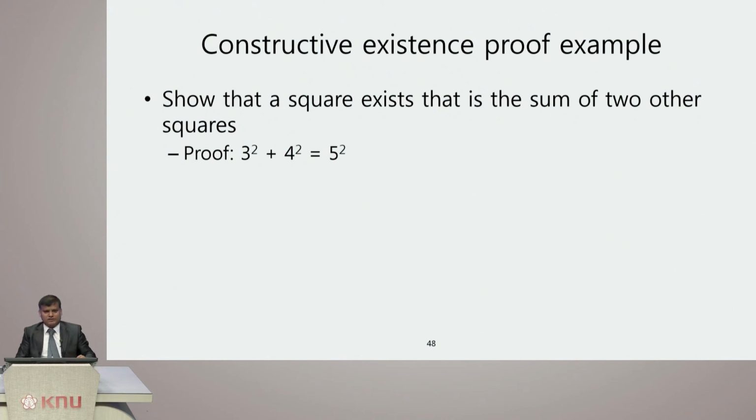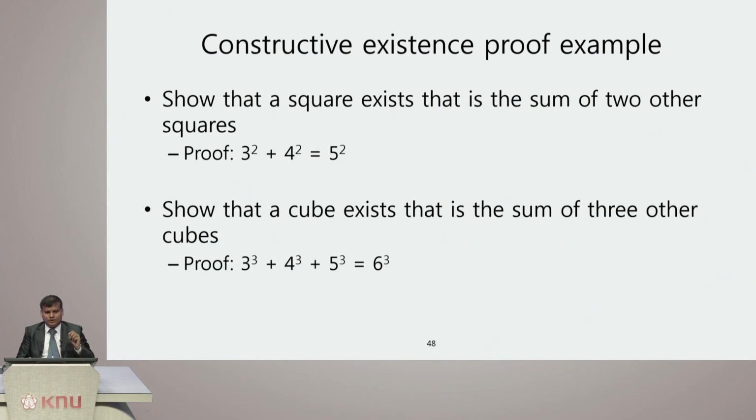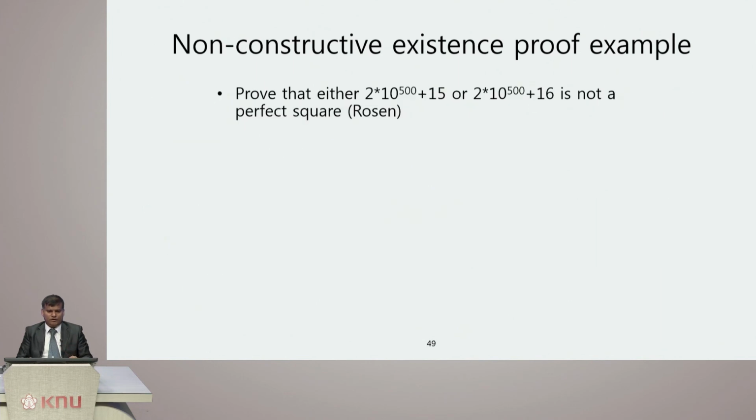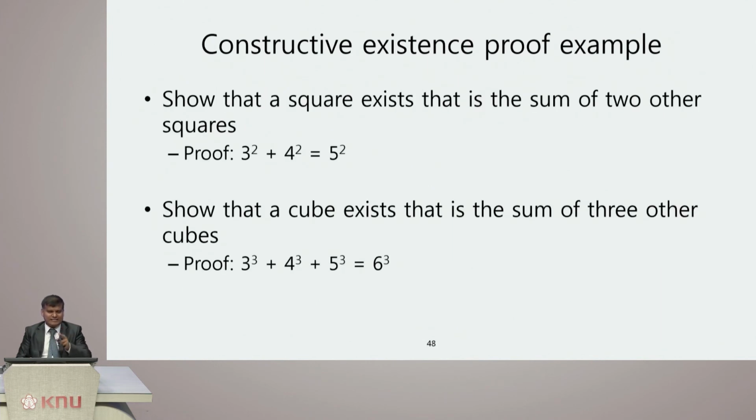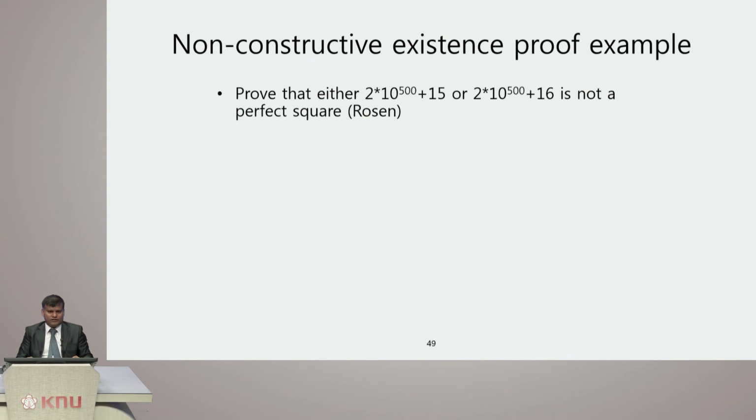Let's see the constructive proof of existence, also called an existential proof or existence proof. Show that a square exists that is the sum of two other squares, like 3 square plus 4 square equals 5 square. Show that a cube exists that is the sum of 3 other cubes, like 3 cube plus 4 cube plus 5 cube equals 6 cube. This is a kind of direct existence proof, which is constructive.